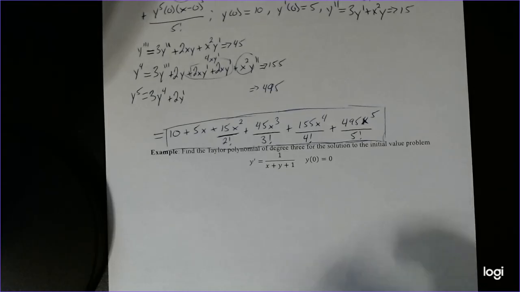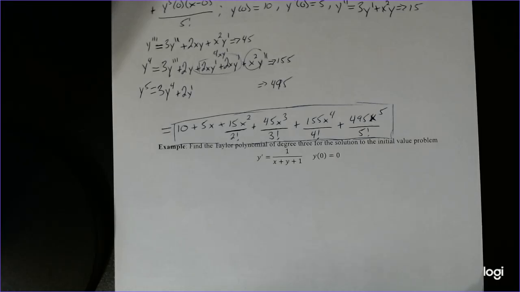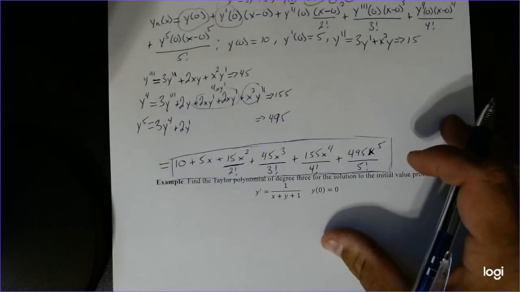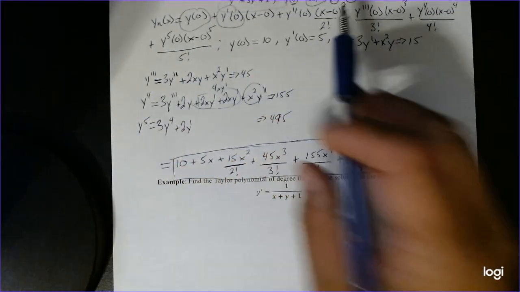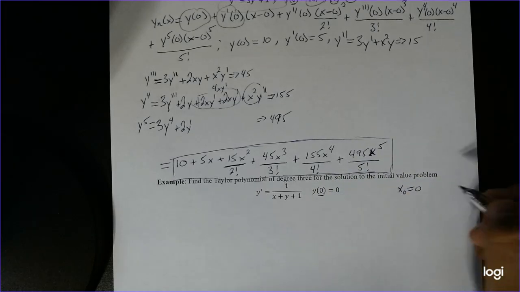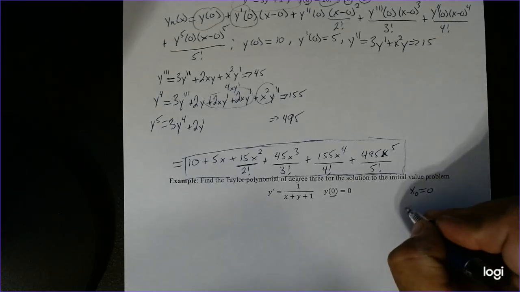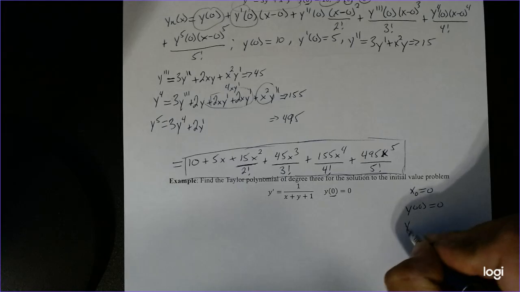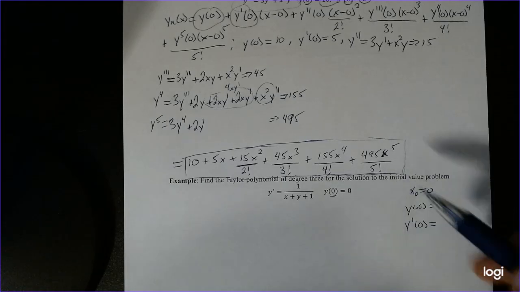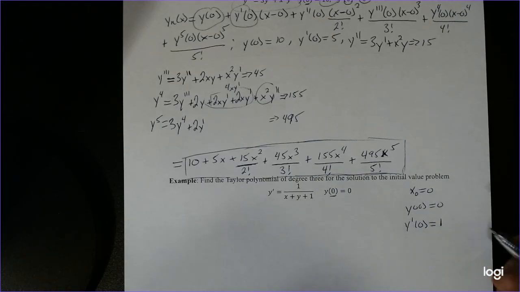Okay, so let's try one more. Not so crazy. We'll just go up to 3 now. Find the Taylor series expansion of degree 3 for the solution to the initial value problem. I'll use the same template because it follows the same pattern. x naught is still 0. So we know the first one: y of 0 is 0. For y prime at 0, we just plug in 0, 0 everywhere we see x and y, and we get 1 over 1, which is just 1.